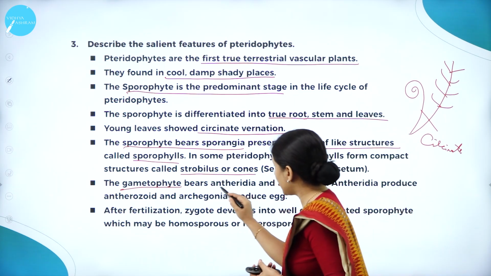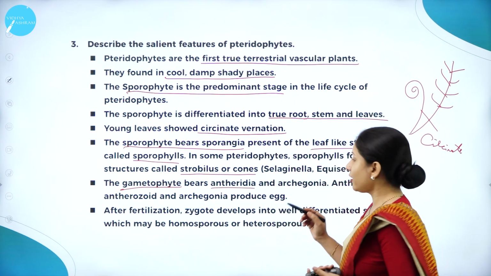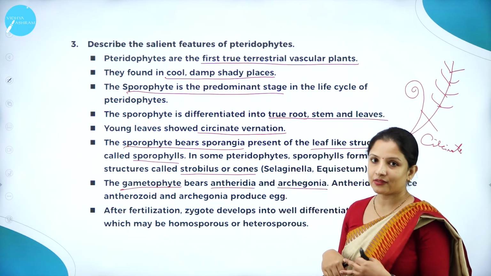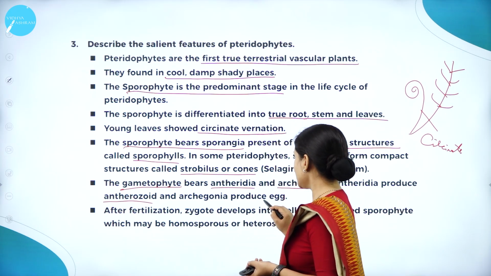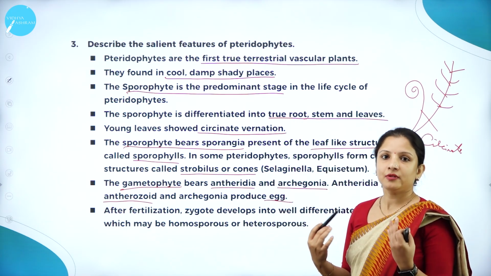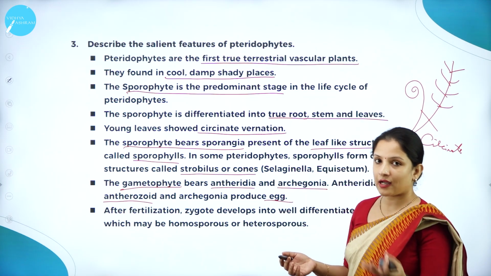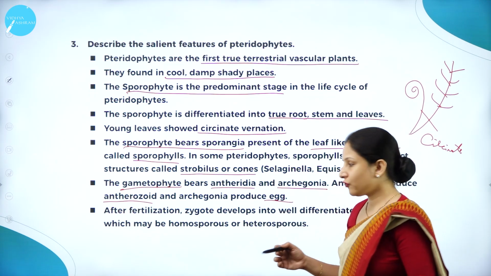What are those gametes? What are the gamete producing structures called? Antheridia and archegonia. What is there in the antheridia and archegonia? Antheridia will produce antherozoids. Archegonia will produce the egg. Next, what will happen? Fertilization will take place between what? Antherozoid and the egg. They'll fuse to form what?